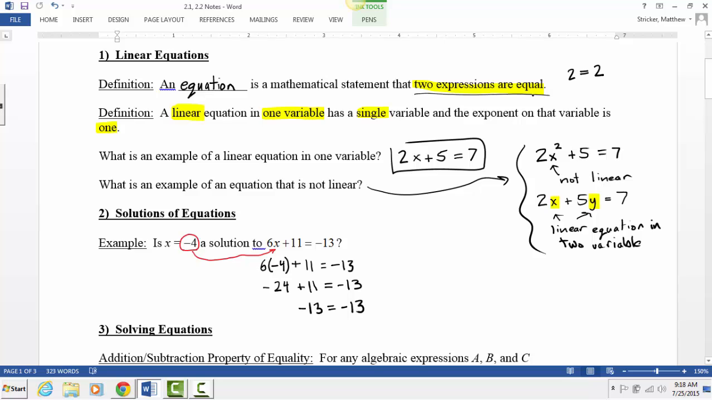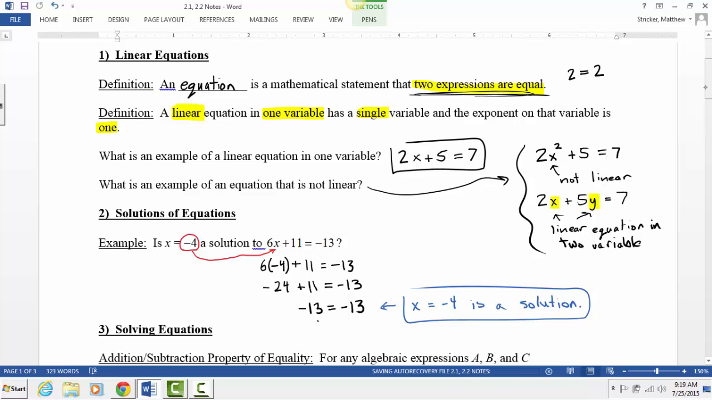Now remember, it's an equation. If the two expressions are equal, well, these are equal. Negative 13 equals negative 13. So we can say x equals negative 4 is a solution to the equation. Alright, so that's how we go ahead and check to see if values are solutions to equations.